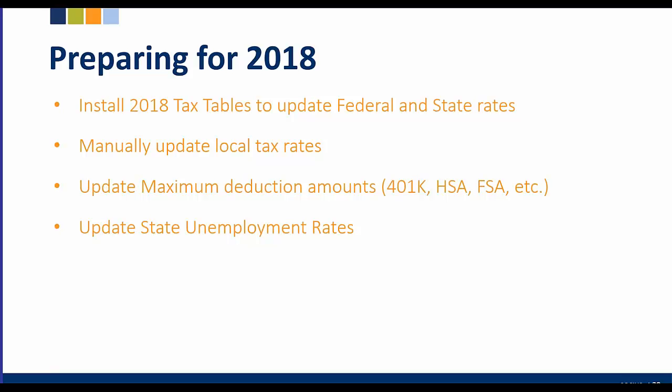When you're preparing for 2018, you want to make sure that you install the 2018 tax tables to update for federal and state rates. It'll also update the Social Security and Medicare. Obviously, tax rates for Social Security and Medicare are staying the same. It's still 6.2% and 1.45%.